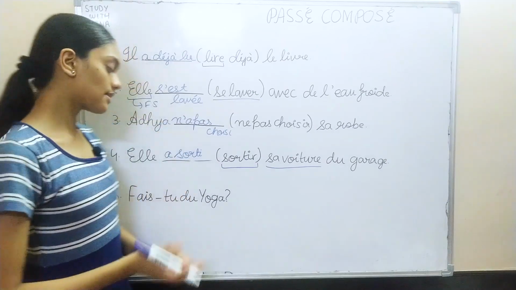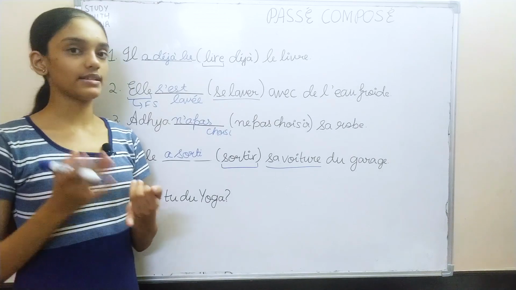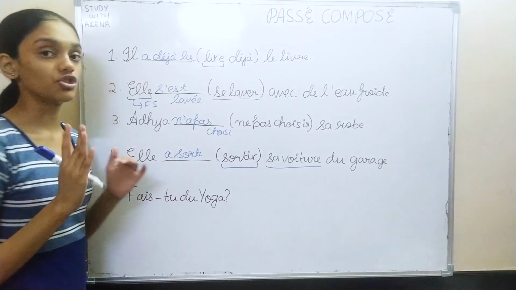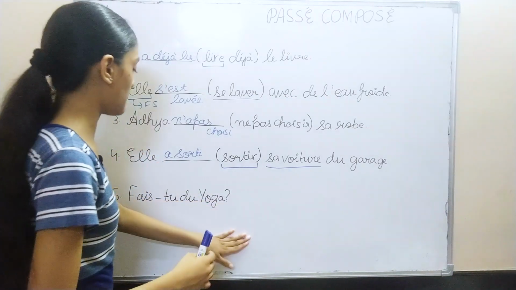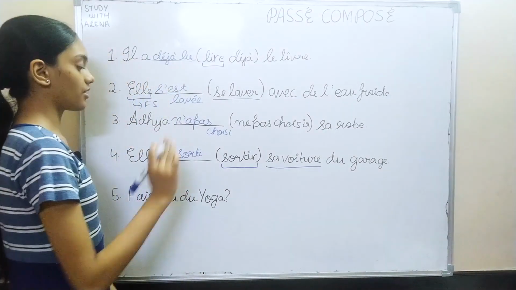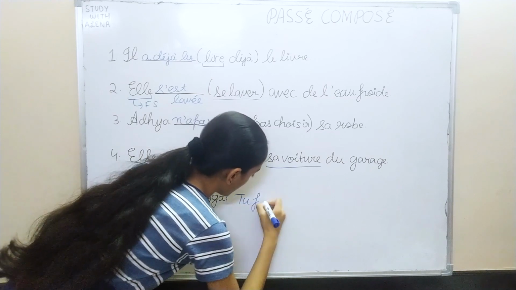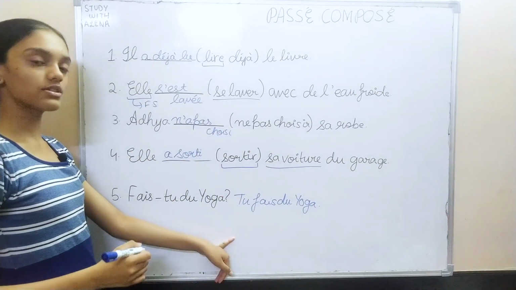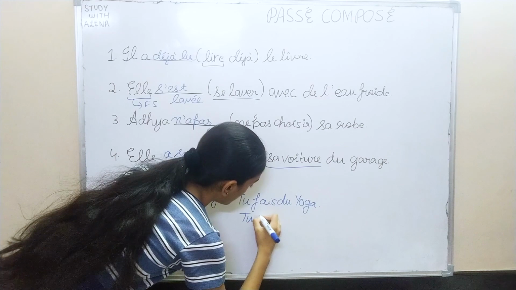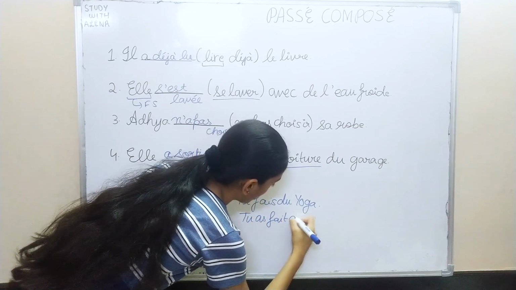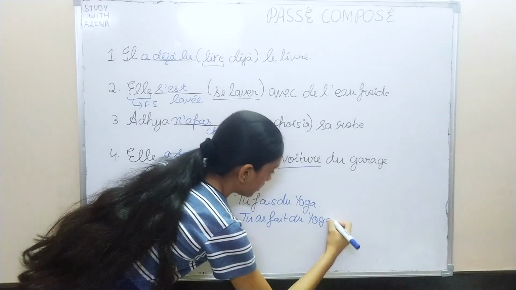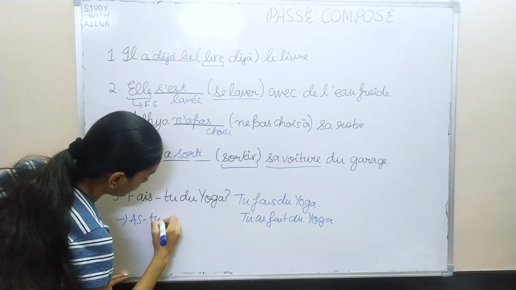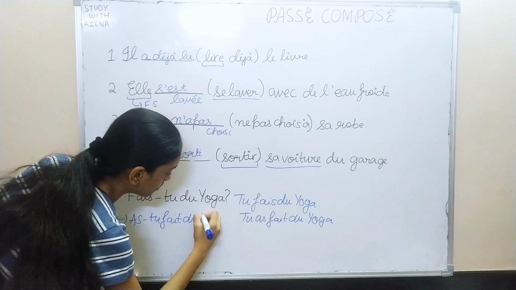The fifth question says, fais-tu du yoga? This is in present tense and it is in inversion. So we need to put it in Passé Composé inversion. Just to explain to you guys, I'm doing it in 3 steps, but you can do it directly. First I'll write this without the inversion. Tu fais du yoga. Now if you change this into Passé Composé, this becomes tu as fait du yoga. Now just invert. So this is the answer: as-tu fait du yoga?